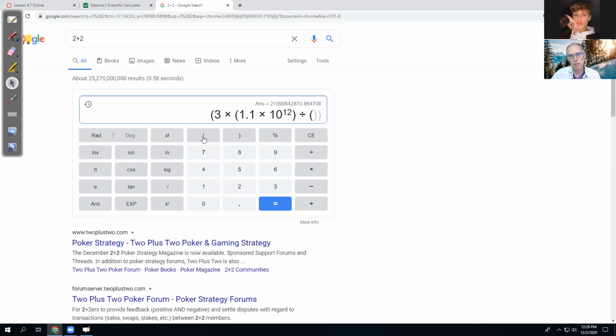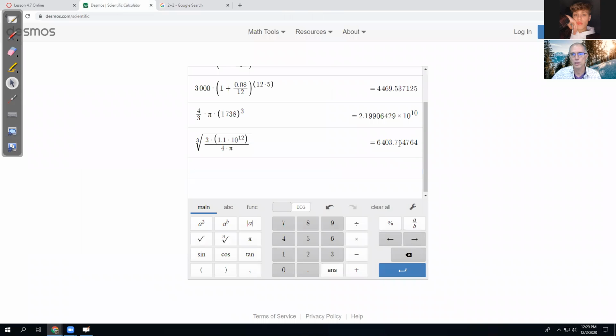Here I need an extra parenthesis for the denominator, 4 times pi. Close the denominator, close the whole thing, and then I can raise it to a power. Come on, power, there you go. Parentheses 1 over 3. So hopefully I have all my parentheses in the right spots. 6,403. Good. And actually, I guess I should round that up, huh? To 6,404. Yep.